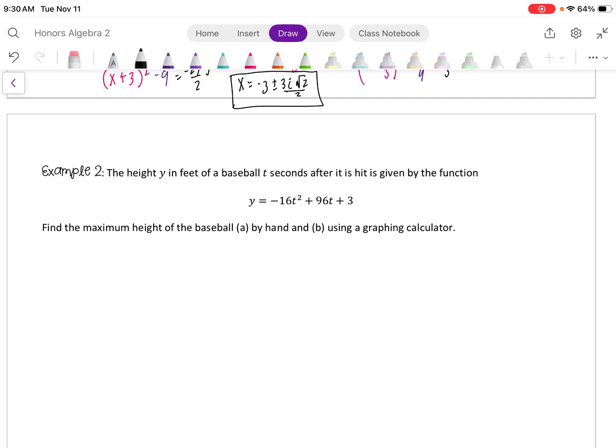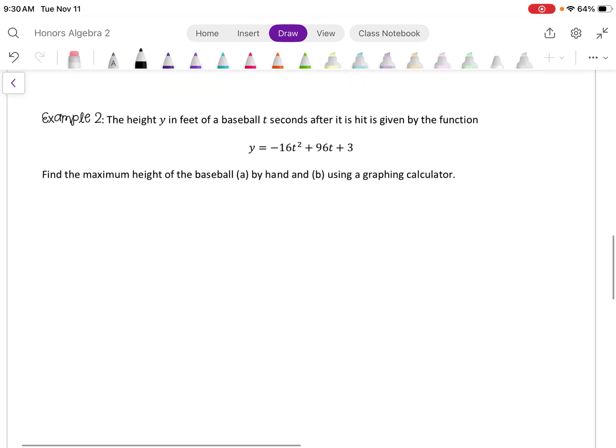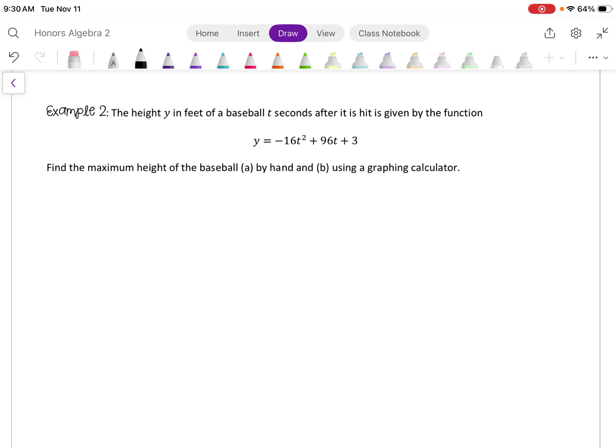So, the height in feet of a baseball t seconds after it's hit is given by the function y equals negative 16t squared plus 96t plus 3. We're not going to use a graphing calculator. We're just going to do it by hand, which is completing the square by dividing out that a value. So we have y equals negative 16t squared plus 96t plus 3. I want to put this into vertex form.